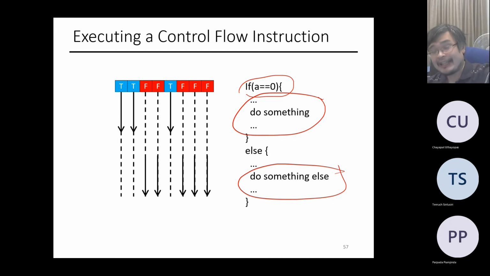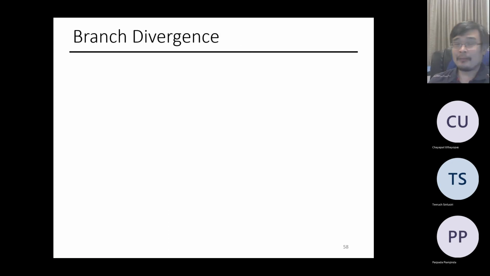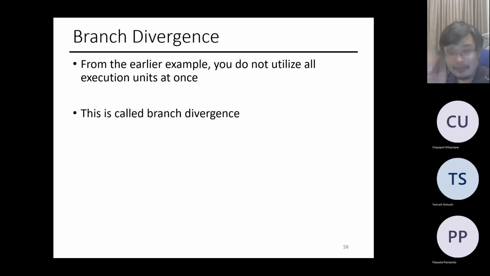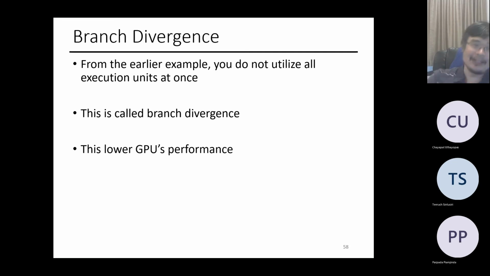So as you can see, the entire if-else gets run unless everything here is true or everything here is false. So that's a big problem in the GPU as well, because when you have an if-else statement, it doesn't do one part, it does both parts, right? So this problem is called branch divergence. For the earlier example, you did not actually utilize all the execution units at once, right? You run only half of them. This lowers the GPU performance.